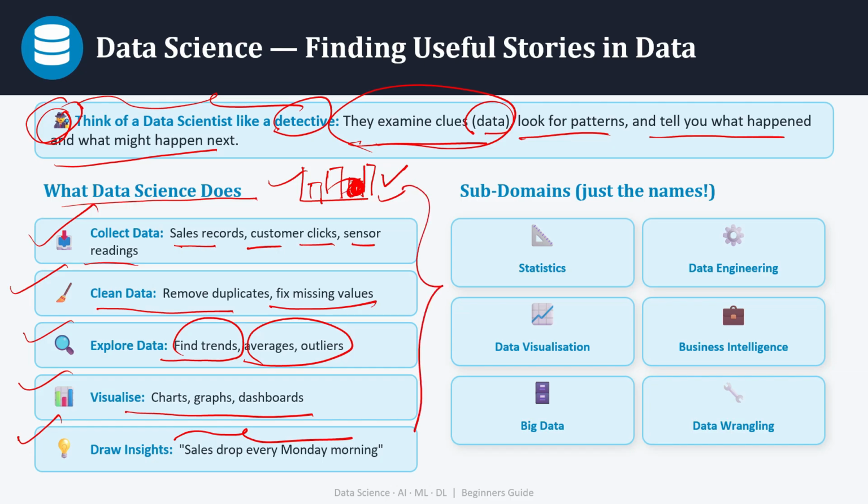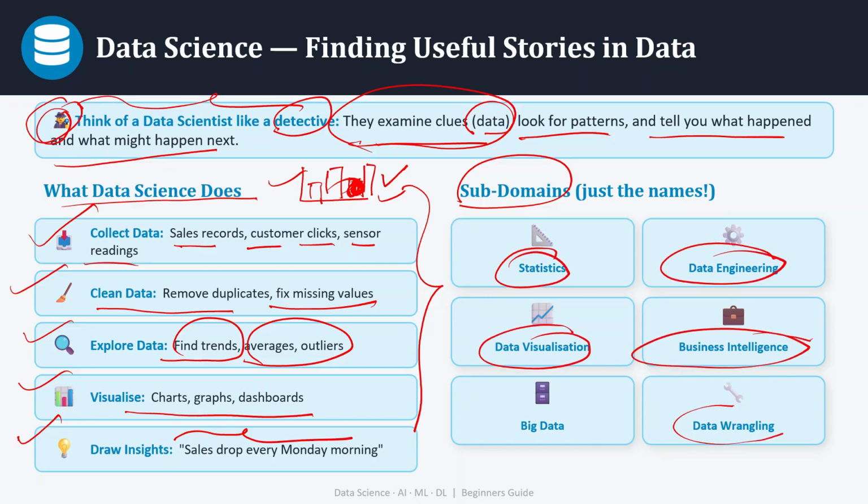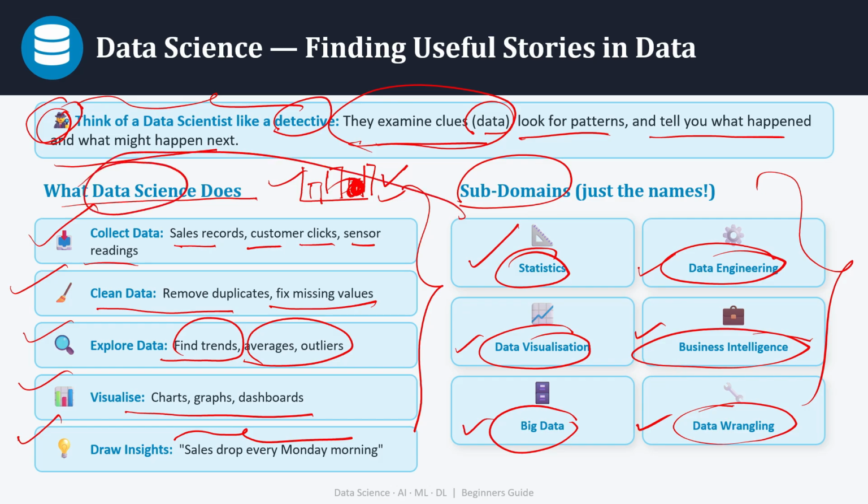In data science, when we talk about the subdomains, we have statistics, data engineering, data visualization, business intelligence, data wrangling, and big data. So if you have heard any of these terms, like statistics, data visualization, big data, data wrangling, business intelligence, data engineering, these are all subdomains of data science.